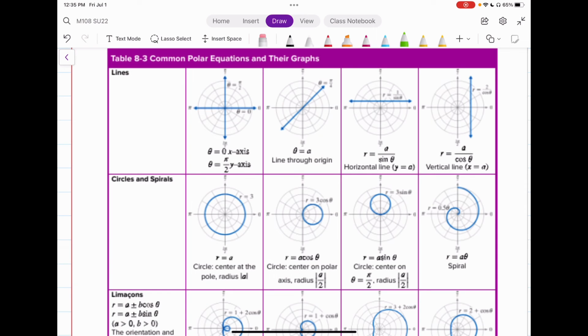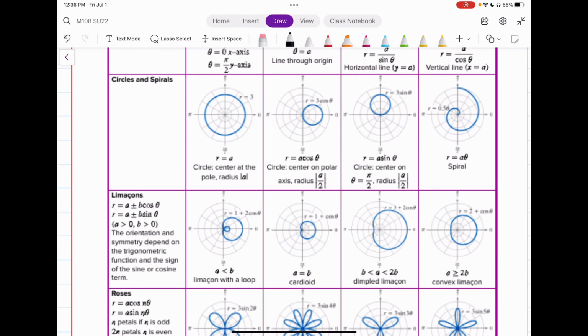This graphic isn't very good. I tried to stretch it, but it is in your book. This gives you the different types of polar equations and their graphs. The first one is the line. If you have theta equals 0, that's the x-axis here. If you have theta equals pi over 2, that's the y-axis. Theta at some value of a, whatever the angle is, goes through the origin. And then the horizontal line, because y equals r sine theta, is given by r equals a over sine theta. And the vertical line, because x equals r cosine theta, is given by r equals a over cosine theta.